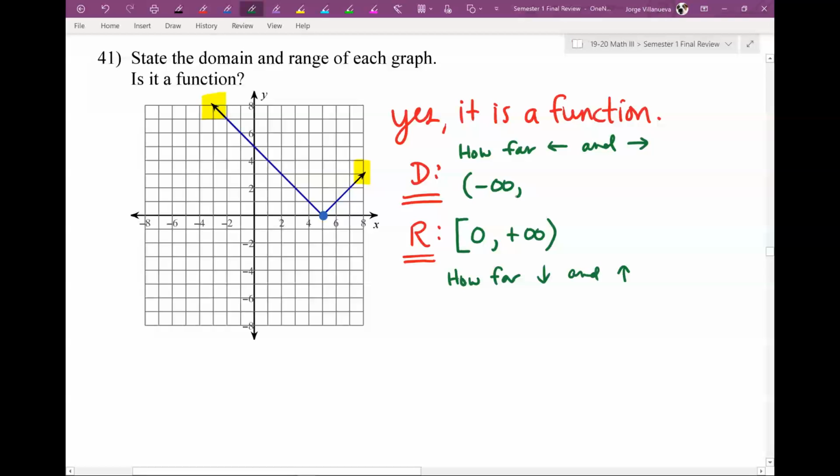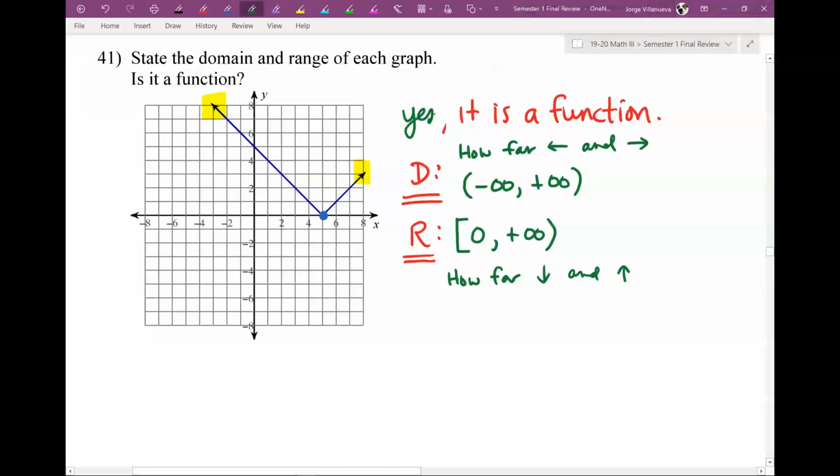Now, how far to the right is it going to go? Well, it's going to keep going forever. I mean, right here we just have the picture, but it's going to keep doing this forever and ever and ever and ever. It's never going to stop. Okay, so we put positive infinity. Okay, so I got to put that again here.